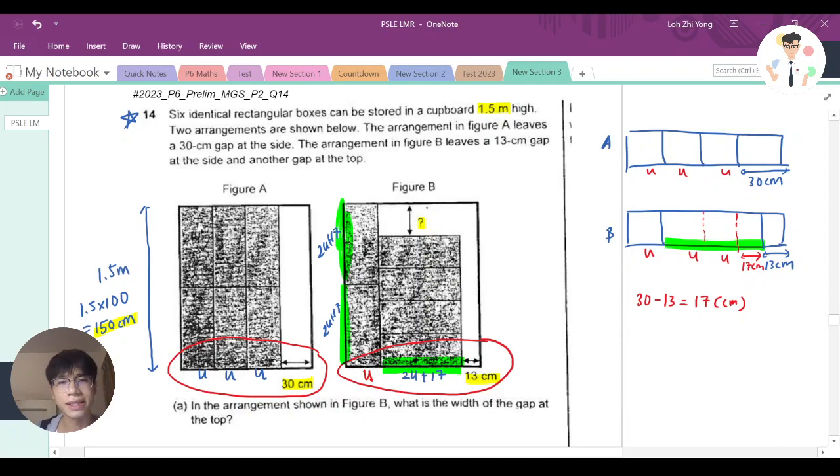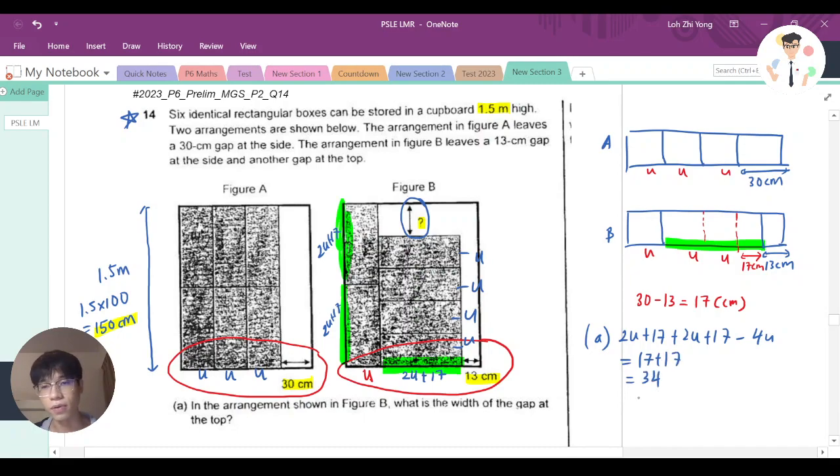And now I'm looking for this gap. And guess what? What is here? Here's actually unit. Okay, let me just write here. Unit. 4 unit. So in order to know the gap, it is actually 2 unit plus 17 plus 2 unit plus 17 minus 4 unit. And of course, it's 17 plus 17, and that's 34. And we are done.